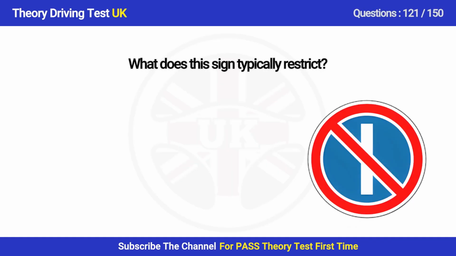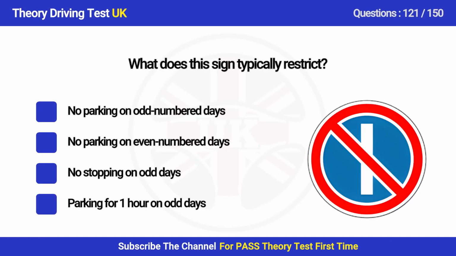Question 121. What does this sign typically restrict? A. No parking on odd days. B. No parking on even days. C. No stopping on odd days. D. Parking for 1 hour on odd days.